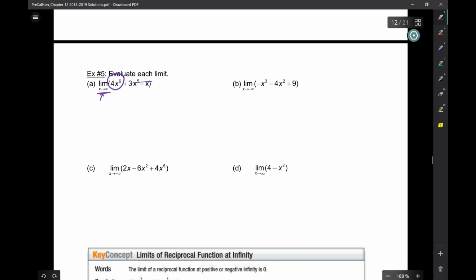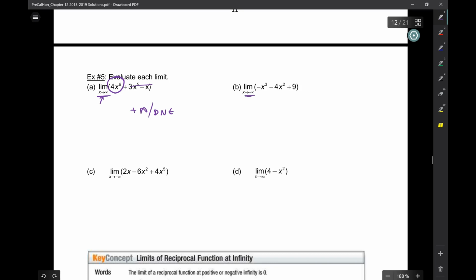Now, this is 4x to the power of 6. x is approaching positive infinity. When I put a positive number in here, will I end with a positive or negative value? Positive. So the limit here is positive infinity slash DNE. Okay? What about here? This is negative infinity. And again, I'm going to take the term with the highest power. If I put a negative number in here, in that circle, do I end with a positive or negative result? Positive. So this is positive infinity DNE.